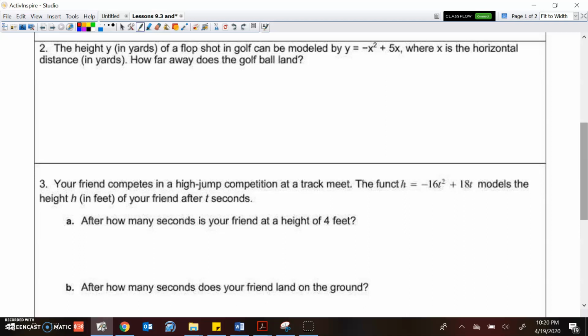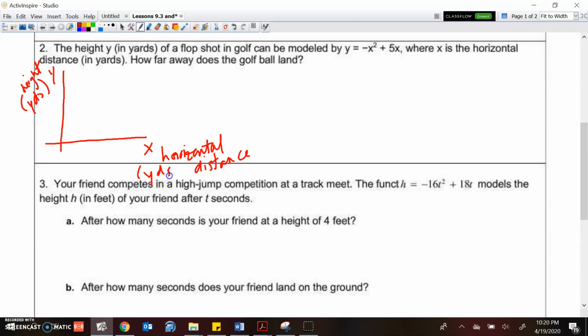Okay, so what I'm going to do to help us get an understanding of this is I'm going to draw on a little coordinate plane. They tell us that the height is y, so this is y, and this represents my height. And that's in yards, okay? And then they go on to tell us x is the horizontal distance in yards. So this is my x value. This is the horizontal distance. And again, it's in yards. Okay? Now the ball, I understand that whenever we hit it, it's going to go up and come down.